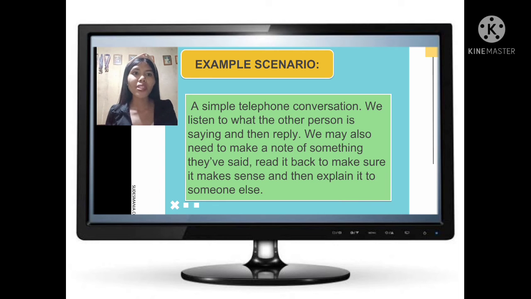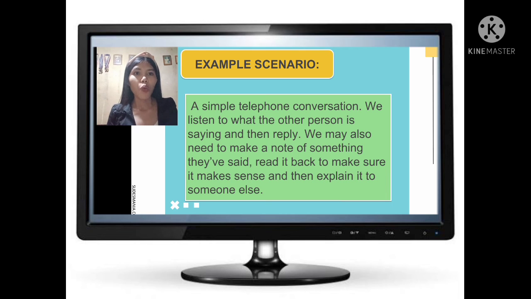A simple telephone conversation. We listen to what the other person is saying and then reply. We may also need to make a note of something they've said, read it back to make sure it makes sense, and then explain it to someone else. So, from this very clear example, it is noticeable that the 4 literacy skills are being applied.